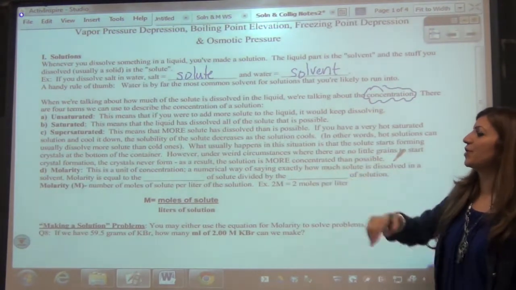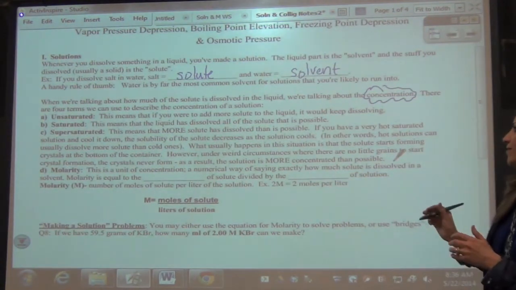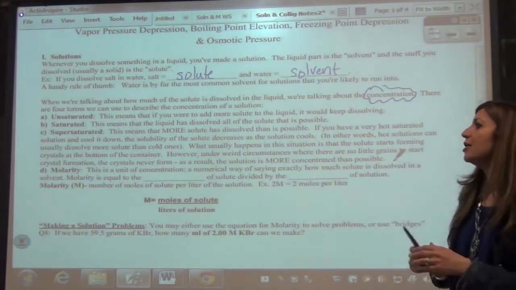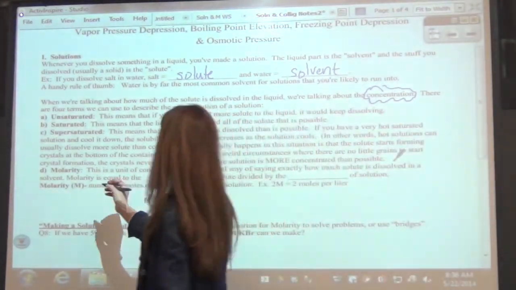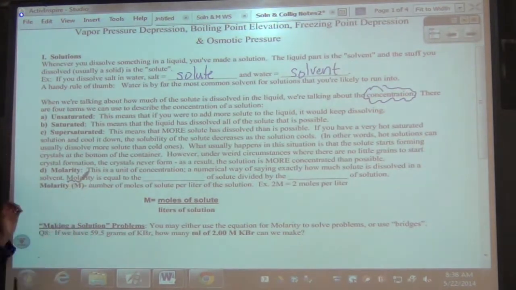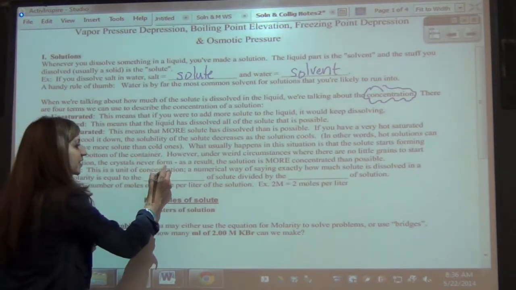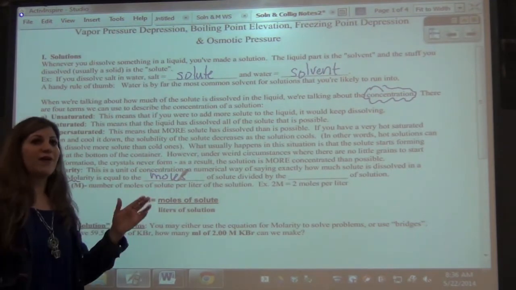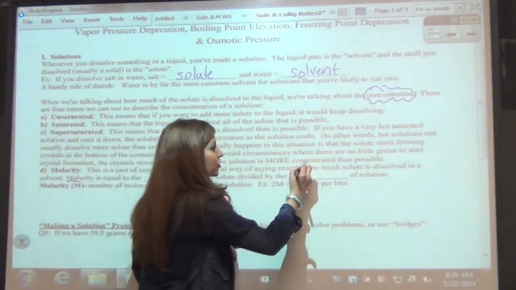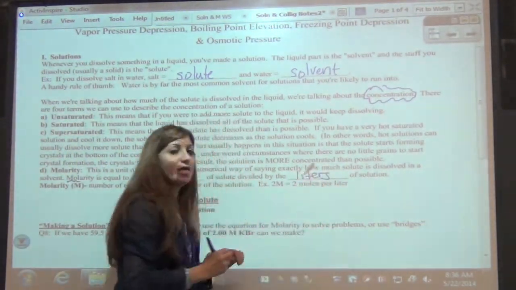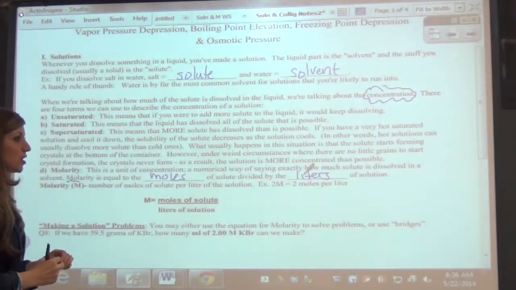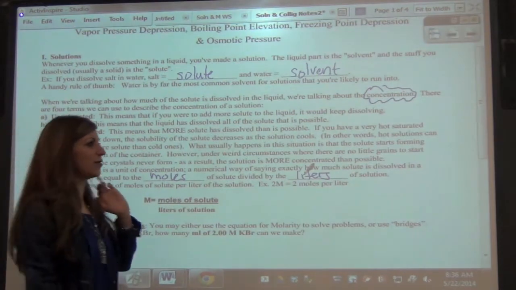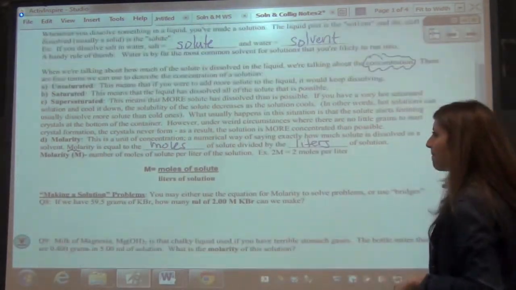So molarity is a unit of concentration, and it's a numerical way of saying exactly how much solute you put into your solvent. So it's equal to, what word are you seeing in your stem? Moles. Perfect. It's the moles of solute, and what you divide it by is how many liters you have of the solution. Liters total of the solution. So all you're going to do is take your moles of salt, divide it by your liters of solution, and you're done.